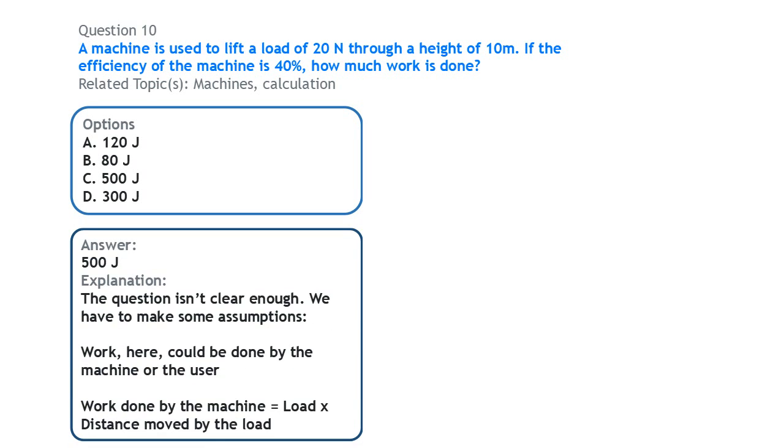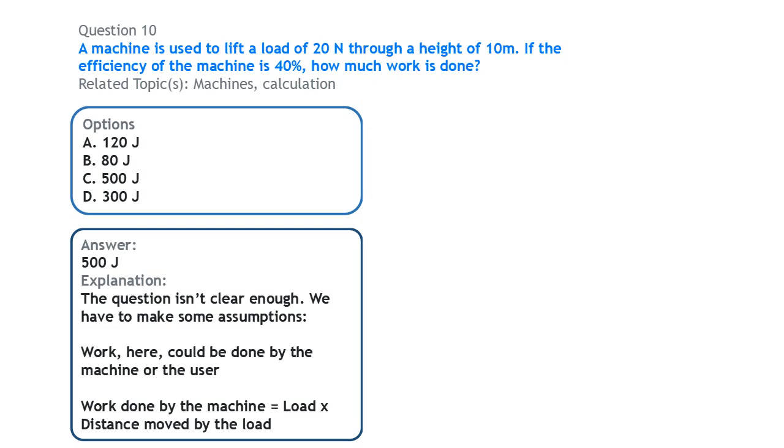Now, the question is not very clear, in that if you're talking about the work done here, it could mean the work done by the machine, that would be the work output. Or it could mean the work done by the user of that machine, that will be the work input. So what we are going to basically do here is look at both. Let us calculate the work done by the machine and the work done by the user and see which of these answers is going to be in the option.